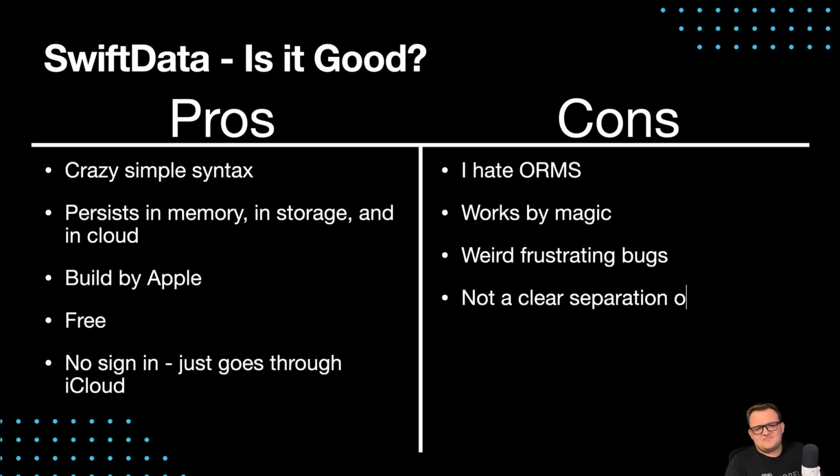Another big thing, I'm really into architecture. That's one of my passions, architecture of applications. I have a problem with this, that there's not a clear separation of concerns, right? Your models are just defined with your code, and all the logic for storing and manipulating them happens in your UI code. It's tightly coupled together with your UI code.